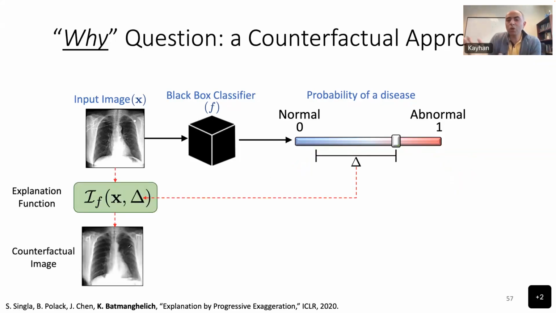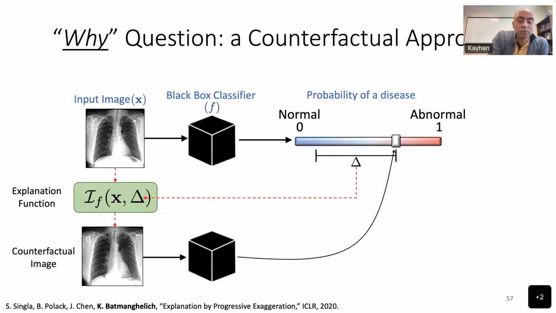And then the goal of our explainer function, represented here by the green box, is to generate another image such that if we plug it back into the same black box, it creates that desirable outcome, that counterfactual outcome. So it is as if this knob can exaggerate or de-exaggerate the effect of the disease and show it manifested in the image. So such an explainer can be viewed as a function of the input image X, the black box F, and the delta, the amount of movement of this knob.